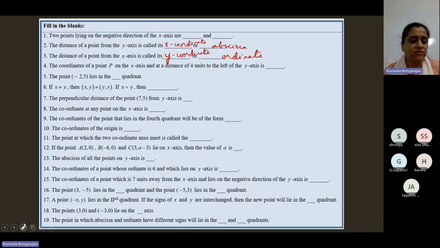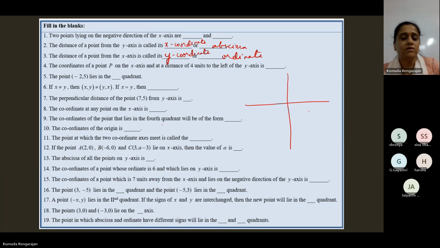See, what are the two clues given? Again, going back to the fourth one. What are the two clues given? First clue, the point P is on the x-axis. So it's here or here or here or here. It's on the x-axis. So when it's on the x-axis, you can find one of the two numbers, right? What can you find if it's on the x-axis? Distance from the x-axis is 0. That's the y-coordinate. So the y-coordinate is 0.